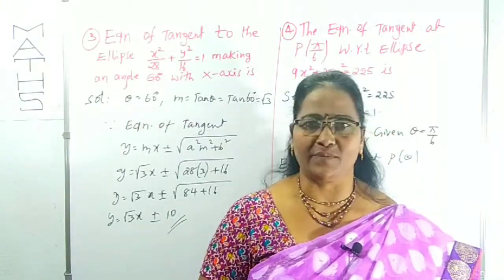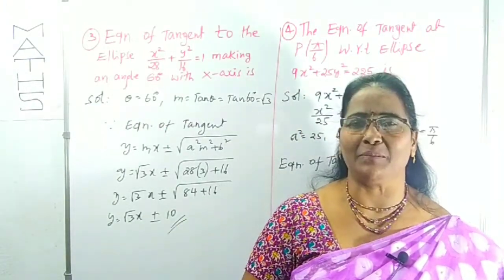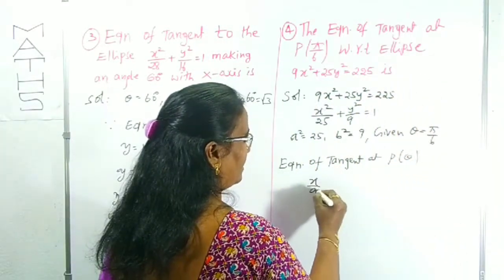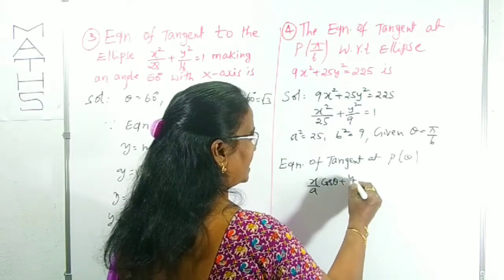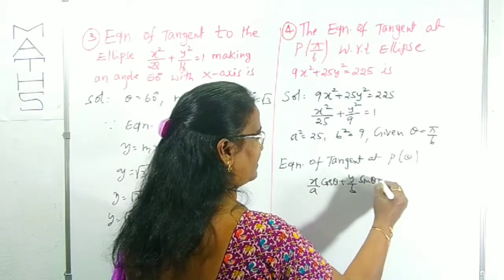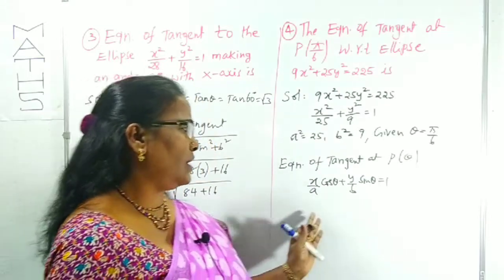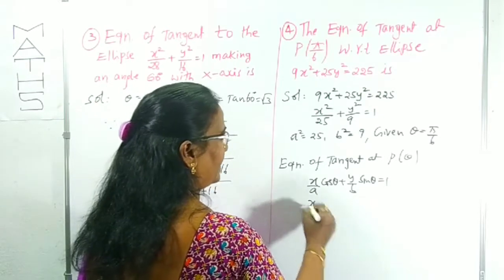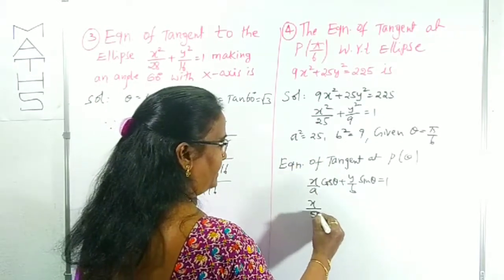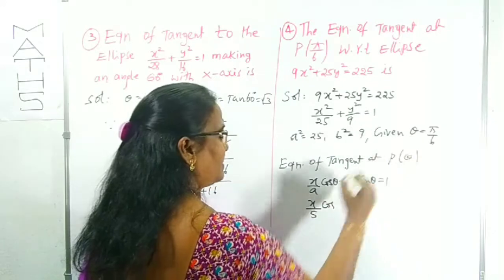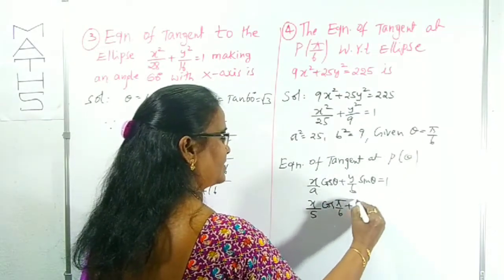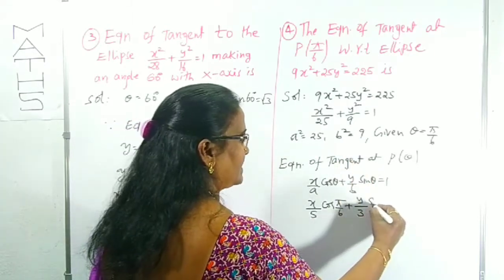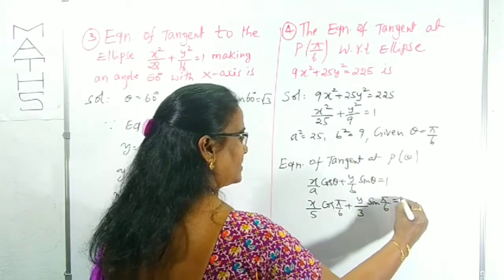It is x by a cos theta plus y by b sin theta is equal to 1. Now we have to replace a, b and theta values. x by a, a square is 25, so a is 5, cos theta is cos pi by 6, right? Plus y by b, b is 3 because b square is 9, and sin pi by 6 is equal to 1.